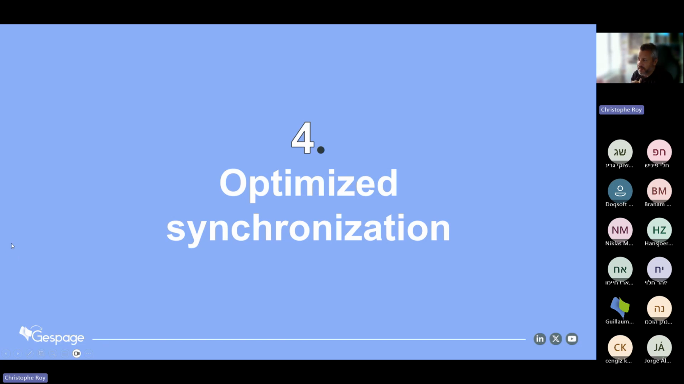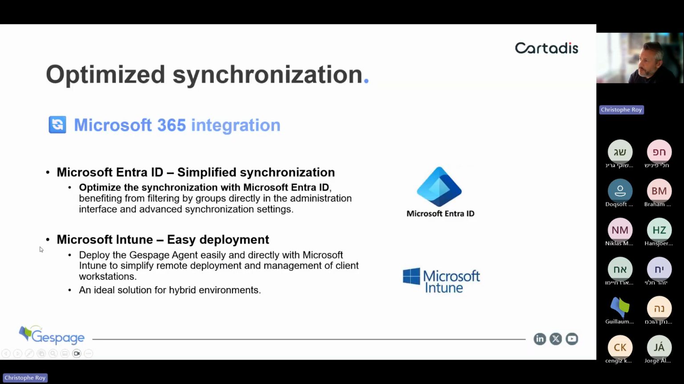In terms of optimized synchronization, as mentioned before, we already synchronized with Entra ID. So what we've done is we've optimized the synchronization with Entra ID by adding more filters to simplify a little bit the synchronization settings with the directory. Intune, so you've got the possibility to deploy the Gespage agent with Intune directly. So that's something also that makes the job a bit easier at the admin level to reduce the time to implement the agents on the different workstations.